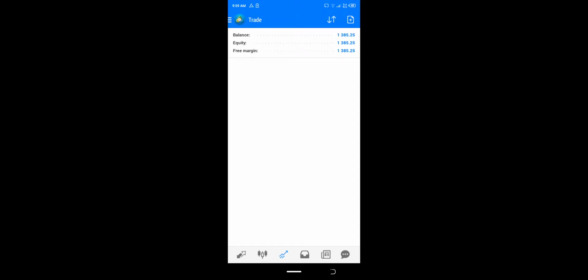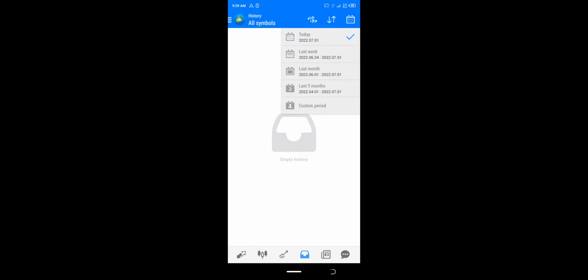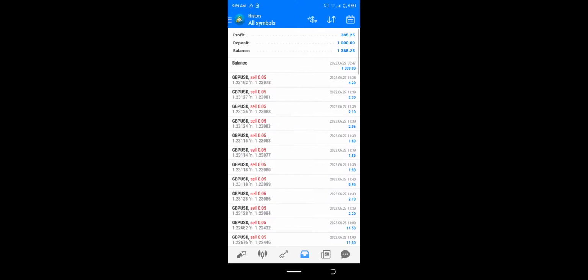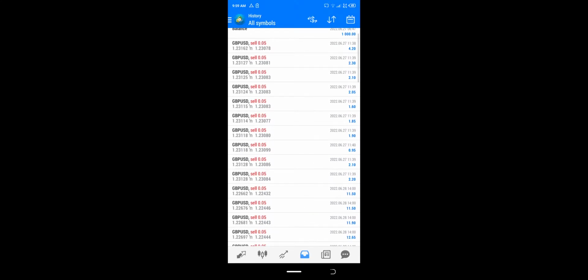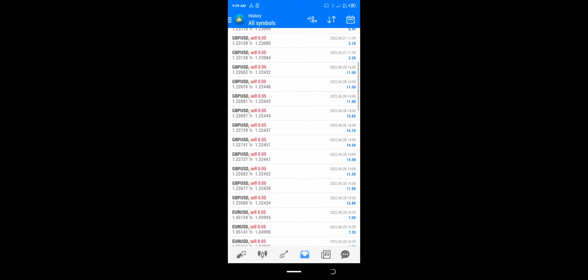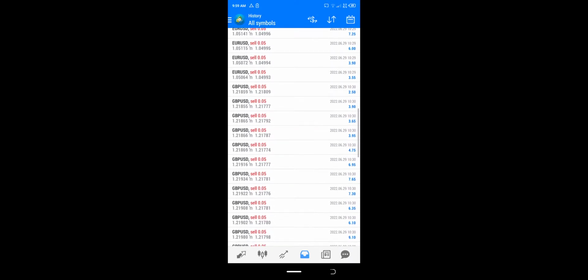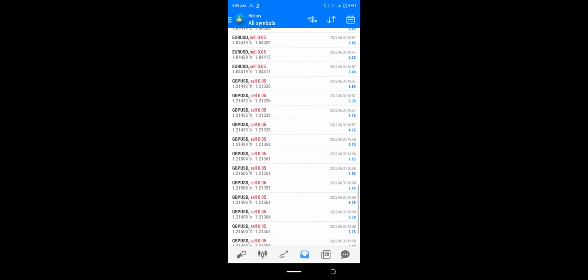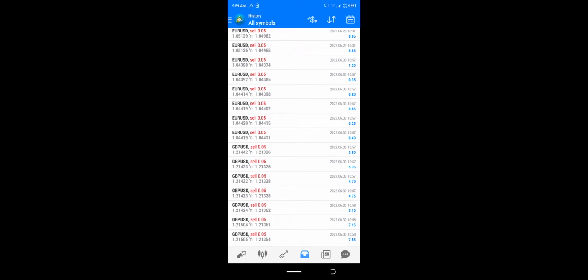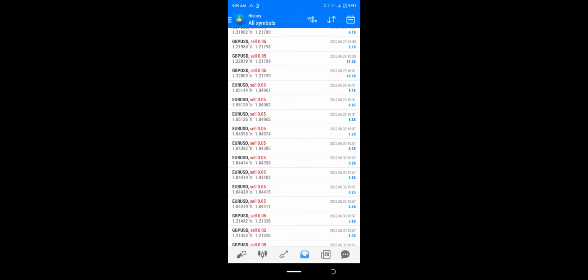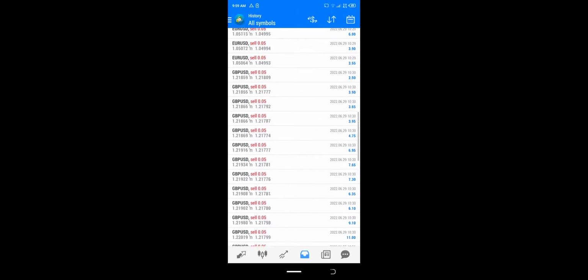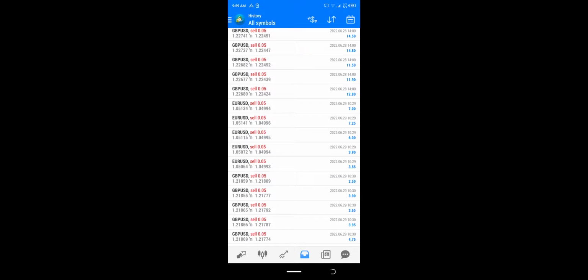My previous trades on this account since last week, as you can see, there is no loss. Just pure profits. Blue gang, pure profit. I always trade GBP USD and Euro USD because those are the best pairs to trade, and I understand them better. Using my strategy and my analysis, I find it easier and better to trade them.